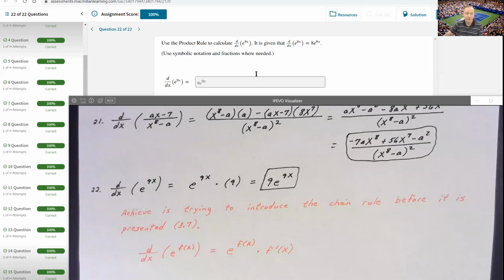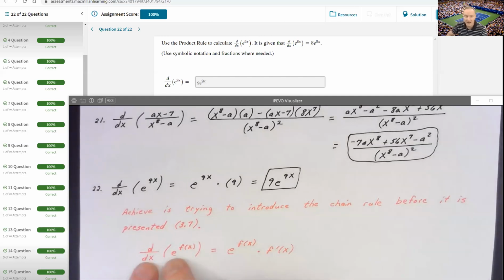But the rule that they're really trying to get you to do is down here. If I take the derivative with respect to x of any exponential function, and let's say instead of just an exponent of x, you have some function of x as the exponent, then just like we've always said, the derivative of any exponential function is that exponential function. But then what the chain rule says is, yeah, it is that, but there's more to it. You multiply by the derivative of whatever is inside of the exponent.